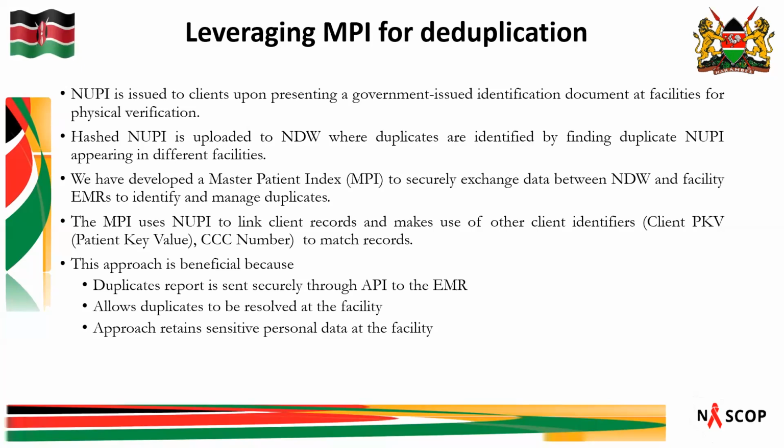As you can see, implementing the MPI has been very key for us, mostly for three main reasons. Number one, the provision of two-way communication between the National Data Warehouse and the EMR, which is currently being used to communicate the deduplication reports. This is also going to allow us to have the resolution action sent from the facility all the way to the EMR. And then another key thing is that the MPI allows us to safeguard the client demographic data.